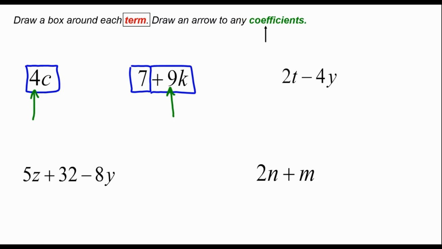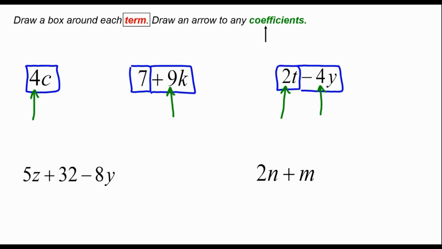Next one, 2t minus 4y. This expression contains two terms, and they both contain variables, so they're both going to have coefficients. In the first term, t is being multiplied by 2, so 2 is the coefficient of the first term. And in the second one, y is being multiplied by 4. 4 is the coefficient of the second term, so that expression has two coefficients.